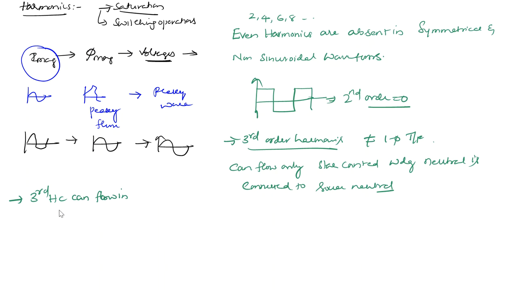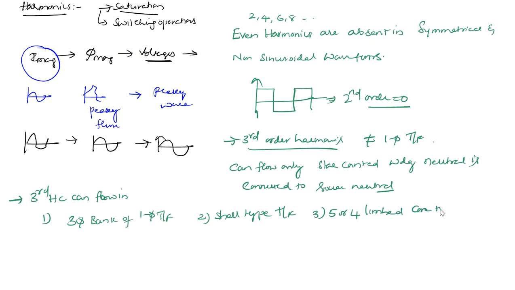Okay, so third order harmonic content can flow in. In transformers, I'm not talking about connections, but transformer types. The first one is a three phase bank of single phase transformers. The second one is shell type transformer, and the third one is five limbed or four limbed core type transformer. So in these transformers, third order harmonics can flow here.